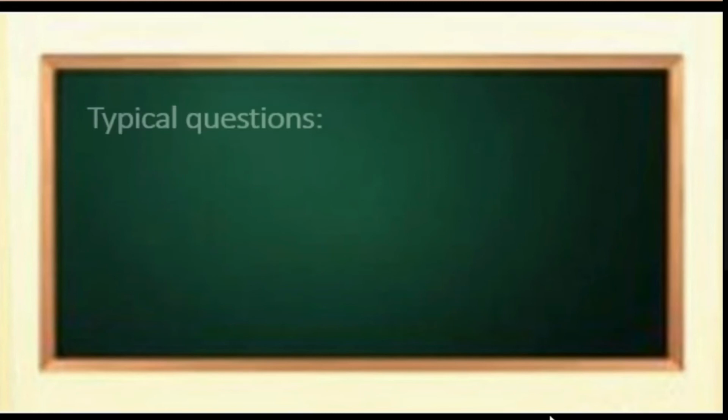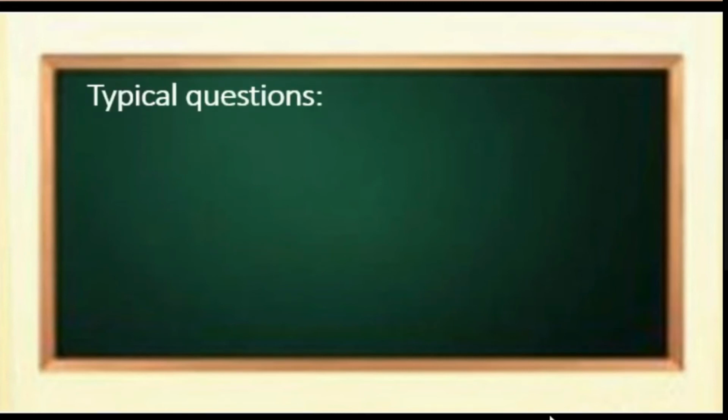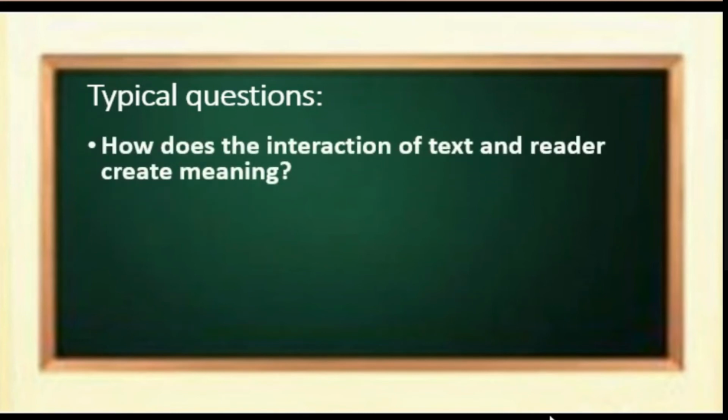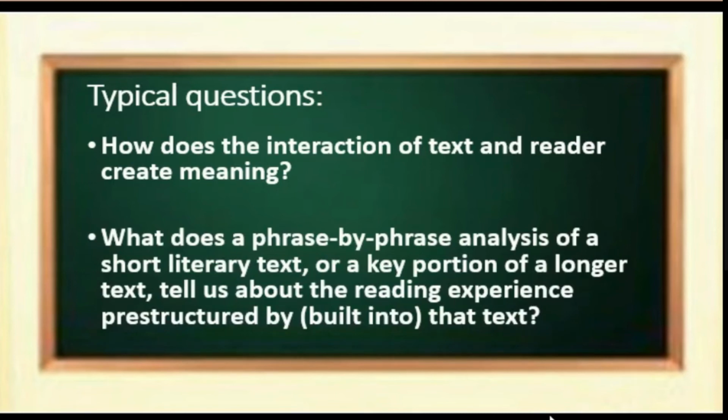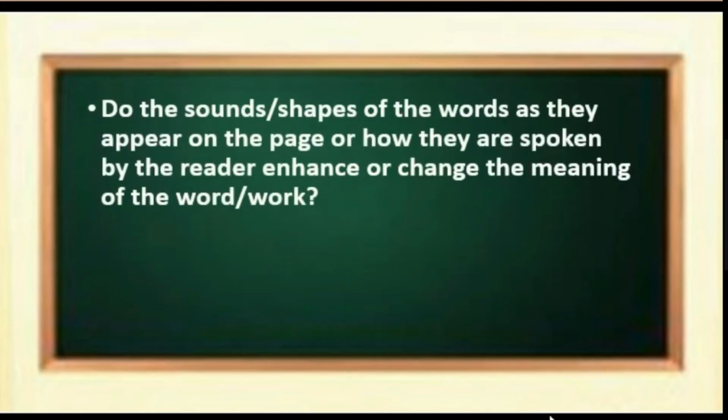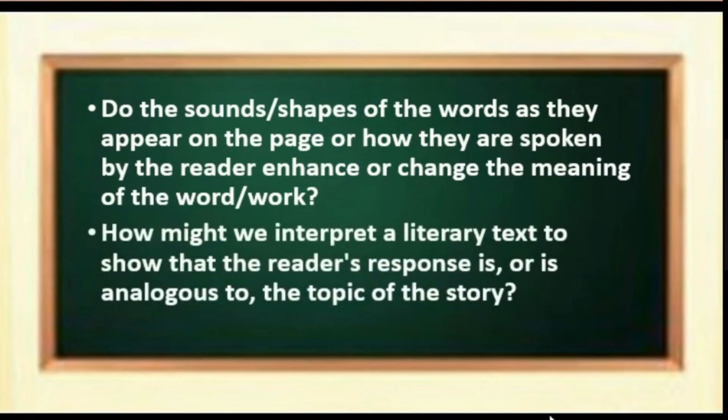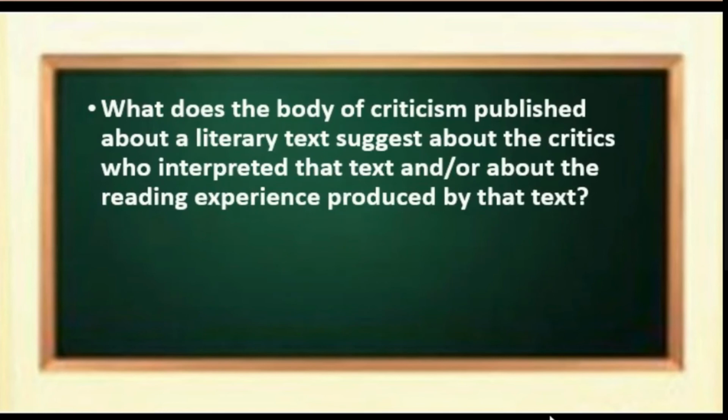There are typical questions that are to be answered using the reader response criticism or approach. How does the interaction of text and reader create meaning? What does a phrase-by-phrase analysis of a short literary text or a key portion of a longer text tell about the reading experience pre-structured by that text? Do the sounds or shapes of the words as they appear on the page or how they are spoken by the reader enhance or change the meaning of the word or work? And how might we interpret a literary text to show that the reader's response is analogous to the topic of the story? And lastly, what does the body of criticism published about a literary text suggest about the critics who interpreted the text and or about the reading experience produced by that text?